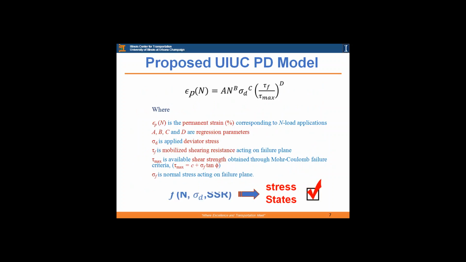So talking about the current model now, this is the proposed UIUC permanent deformation model that we are trying to propose, validate and calibrate here. This model has three parameters on which permanent strain depends: the number of load cycles, the deviator stress or the stress state of the material, as well as the mobilized shear resistance over the shear strength of the material, which is known as the shear stress ratio. So if you see this model, two of the parameters are related to the shear strength and the stress ratio. So this model accounts for the stress states in unbound layer materials.